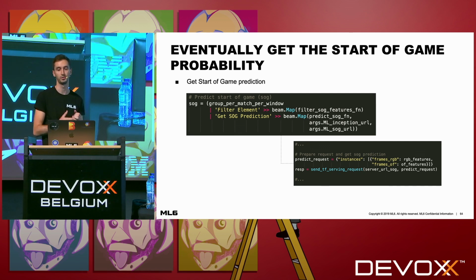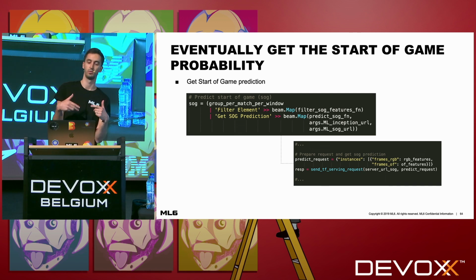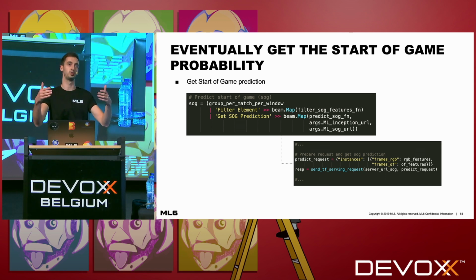And then underlyingly, you can see this is how the request gets formulated to our machine learning model for start of game. It will take in 2 feature sets. One is the inception, so the frames RGB, and the other one is the optical flow. So it will take in 2 lists of those feature sets and try to make sense of them and get to a prediction.